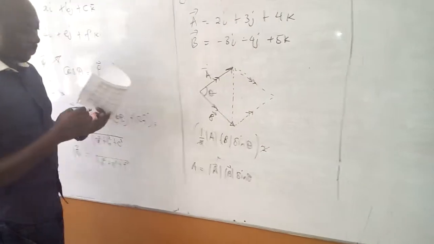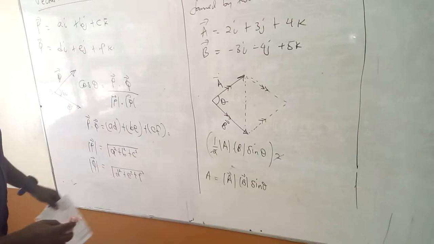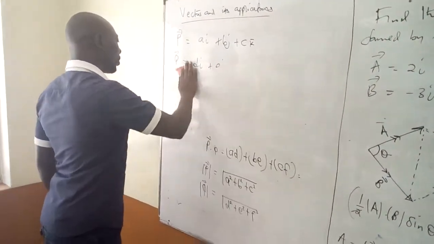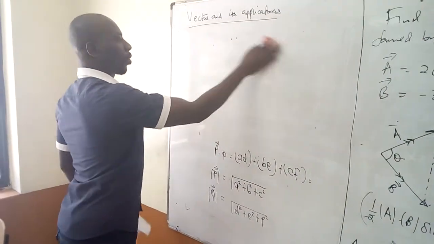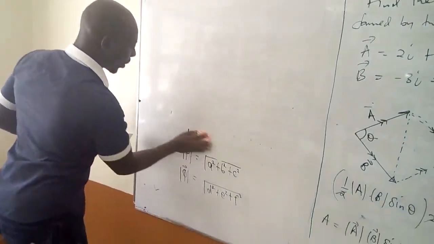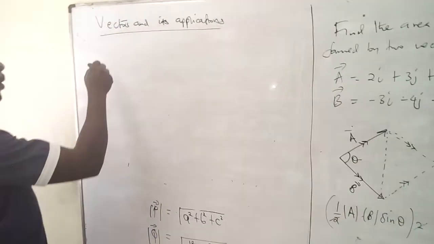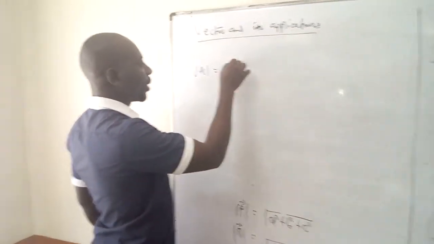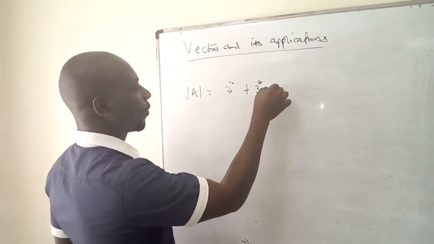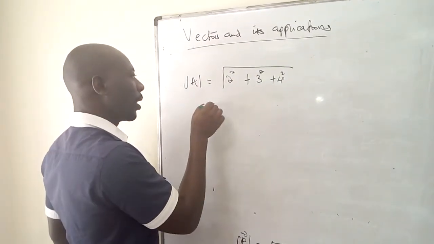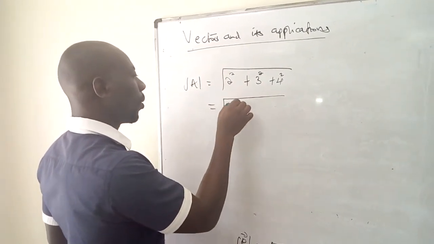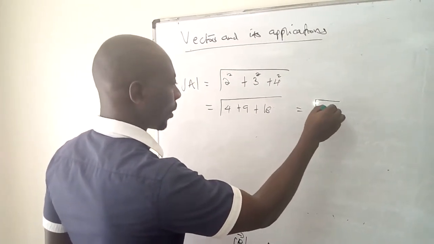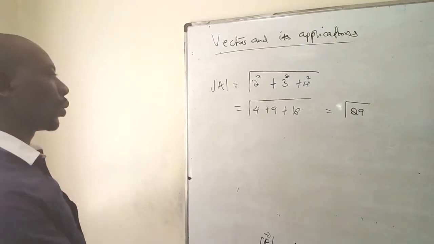So our first step shall be to get the magnitude of A. And how do you get the magnitude? We had explained that magnitude is given by the square of all constituent terms. Then you get the root. So first get the magnitude of A. That one shall be 2 squared plus 3 squared plus 4 squared, everything under root. That one shall be the root of 4 plus 9 plus 16, giving us root of 29. That one is actually the magnitude of A.